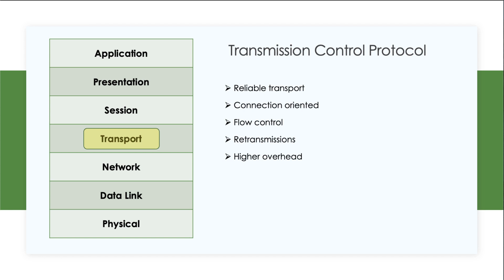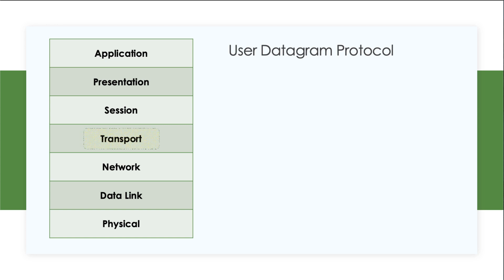Now, all of this great reliability comes with higher overhead. There's more going on here. Transmissions can't be as succinct, as efficient as they could be because of all of this reliability. Enter an alternative, the user datagram protocol. This gives us the unreliable transport. We're just spitting out packets. Hope you get them. There is no connection made.